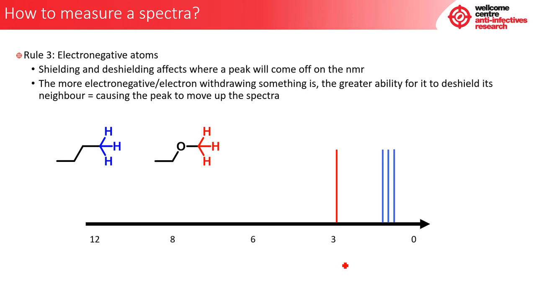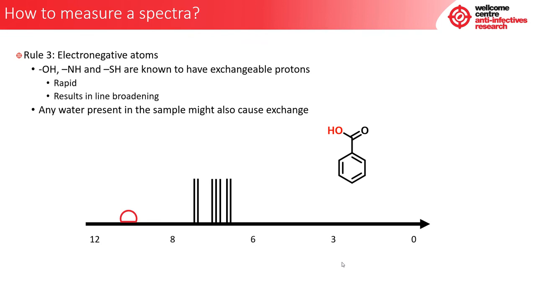But this doesn't stop here. So let's take a look more into these electronegative atoms. You've got OHs, you've got NHs, you've got SH. And these are what are known as exchangeable protons. Because the exchange is very rapid, we don't see these nice, clean peaks that we see here. What we see is what is known as line broadening, where we see these fat and lazy peaks, as it were.